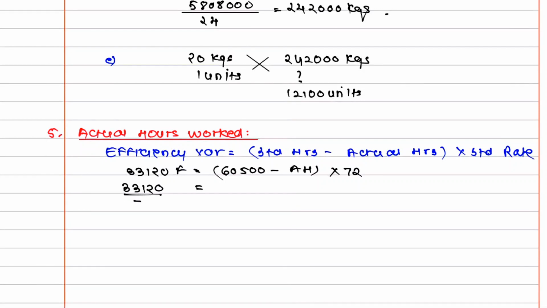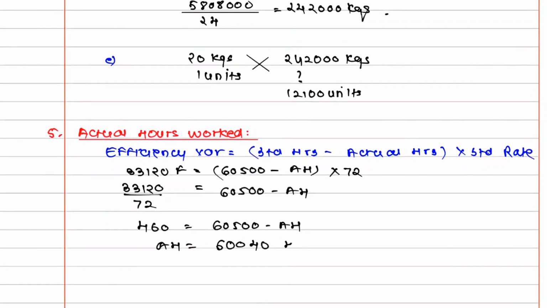33,120 divided by 72. 460. Yeah, it goes on that side. Did I do something wrong? 60,500 minus 460, that is 60,040 hours, right? So you want to write this over here, 60,040 hours.